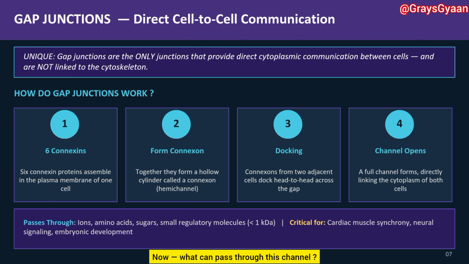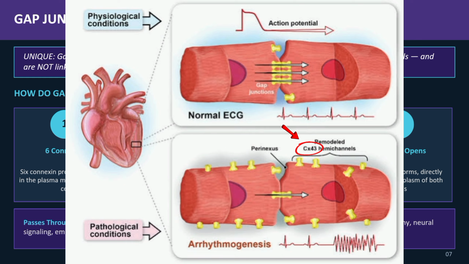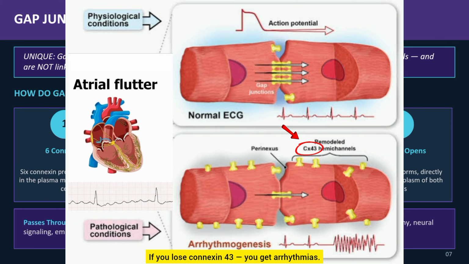Now, what can pass through this channel? Small molecules, ions like calcium and potassium, amino acids, sugars, second messengers like cAMP, essentially anything under about 1 kilodalton in size. The most spectacular example of gap junction function is in the heart. Cardiac muscle cells are connected by gap junctions rich in connexin 43. The electrical signal for contraction spreads instantly through these channels, which is why the entire heart contracts as one coordinated unit. If you lose connexin 43, you get arrhythmias.